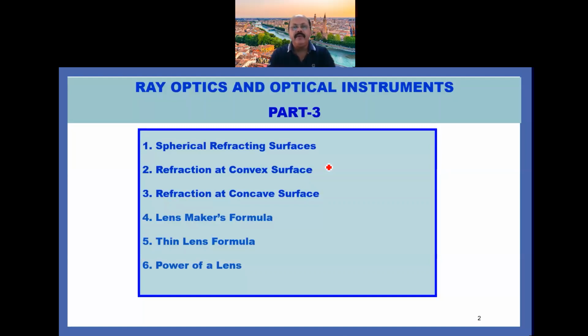First I will explain spherical refracting surfaces, then refraction at convex surface, after that refraction at concave surface, then we will derive the formula for Lensmaker's formula that we call. After that, thin lens formula that we have to derive, and at last I will explain power of a lens. So one by one you can see it.